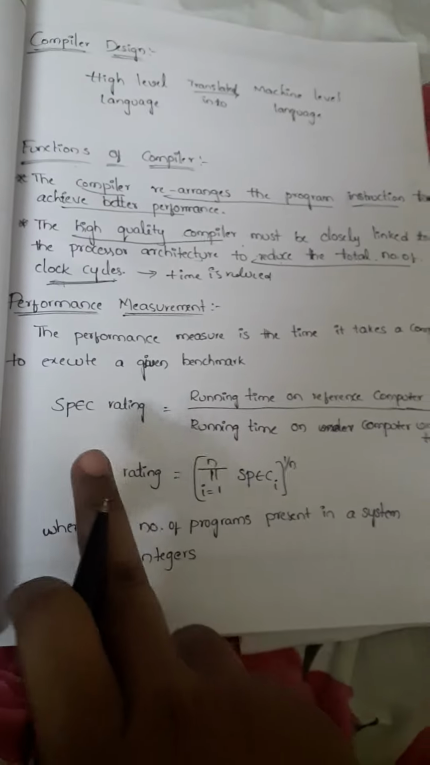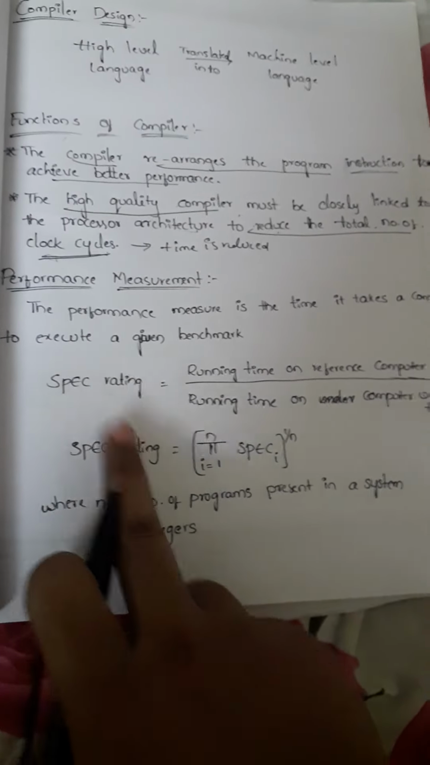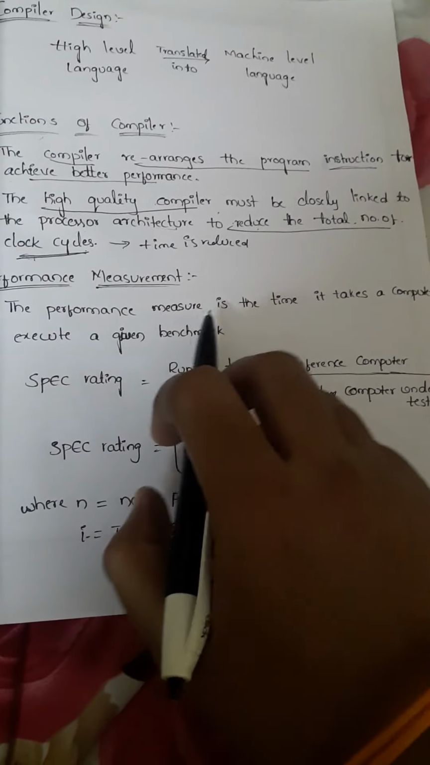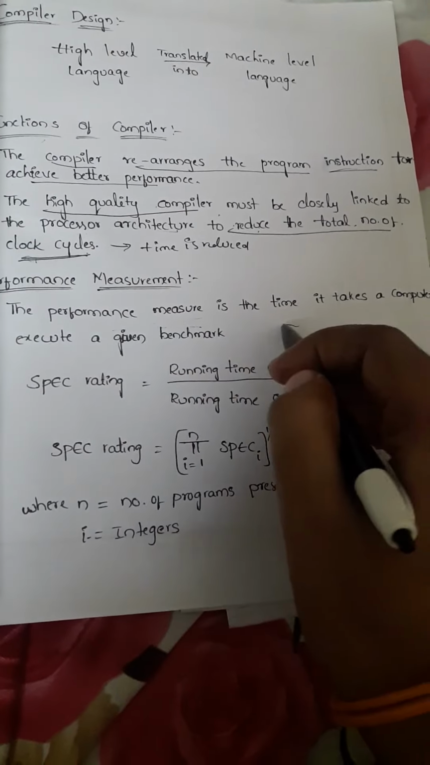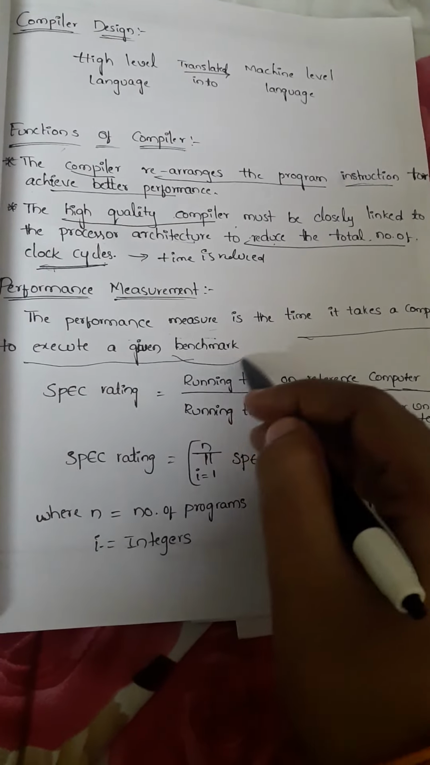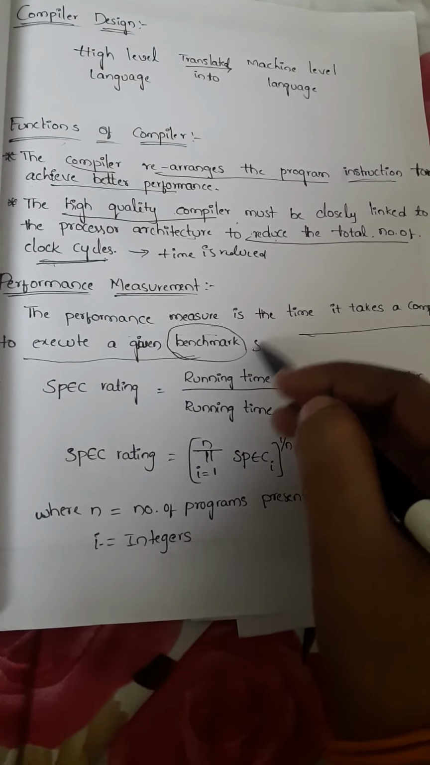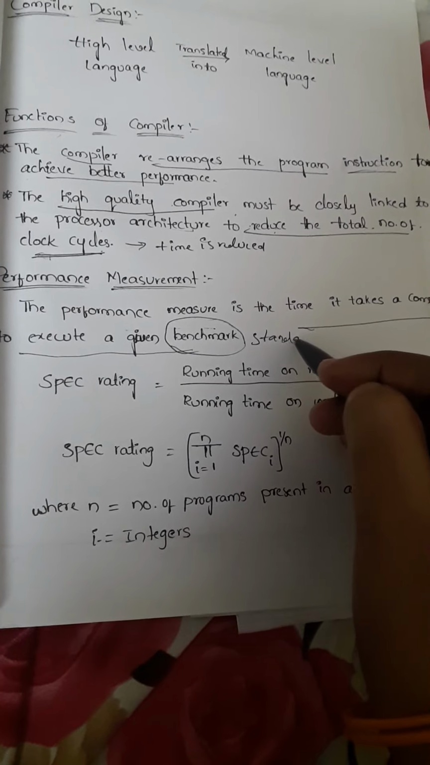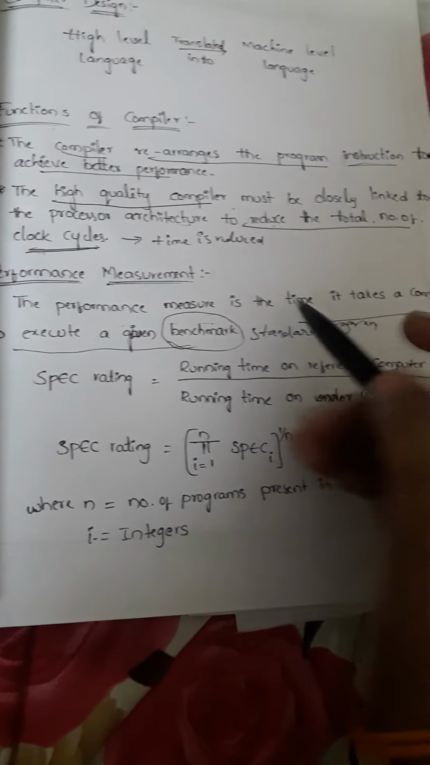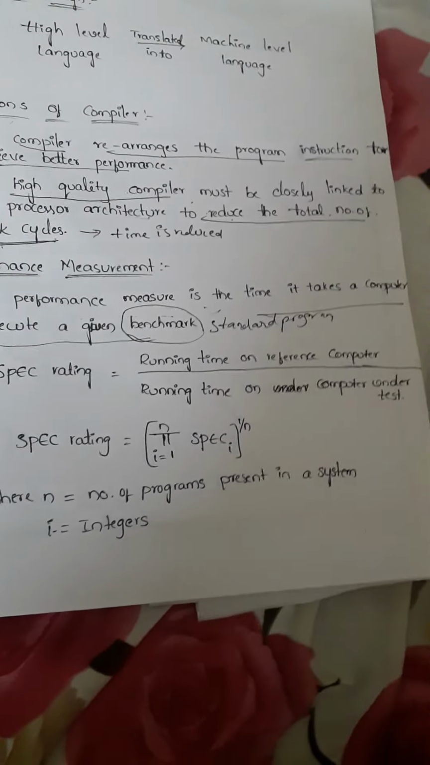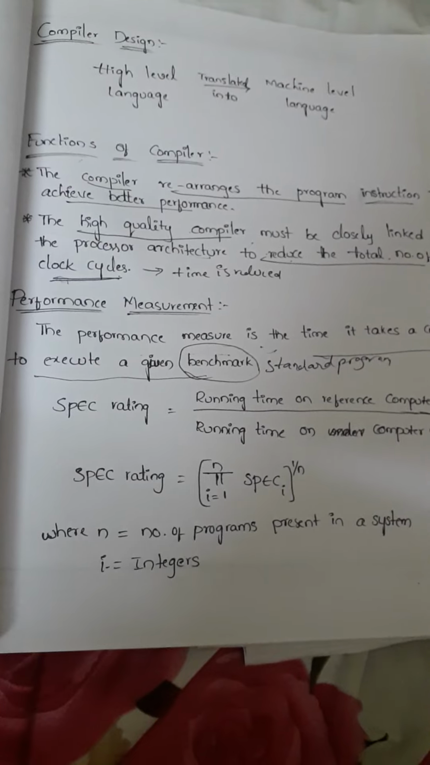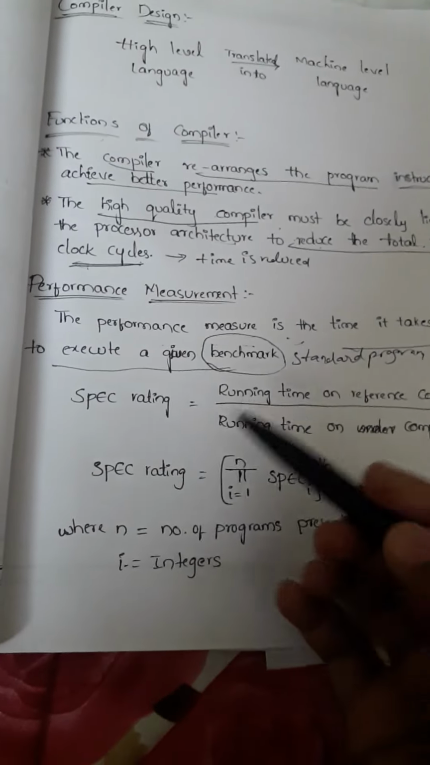Okay, so now coming to the performance measurement. This is the equation we are having for performance measurement. So performance measure is nothing but what time it takes a computer to execute a given benchmark. So benchmark is nothing but a program, a standard program. Okay, so it is the time it takes a computer to achieve the better performance for a given standard program. That is called the performance measurement.